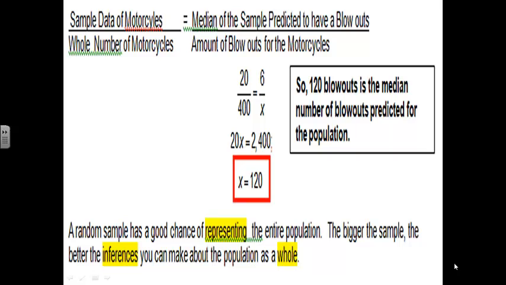A random sample, which is what they just did with the motorcycles, has a good chance of representing the entire population. So that means you need to make sure in a random sample that you don't just get one kind of something, or your friends. You want to get everything to represent it all. The bigger the sample, the better the inferences or predictions you can make about that population as a whole.